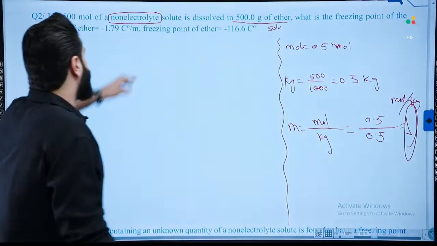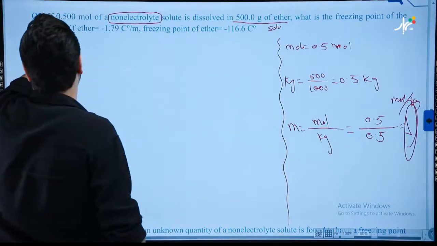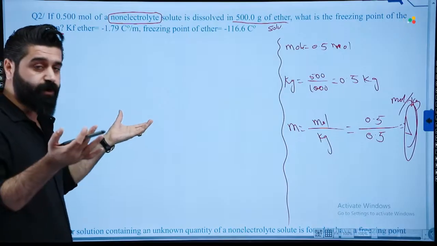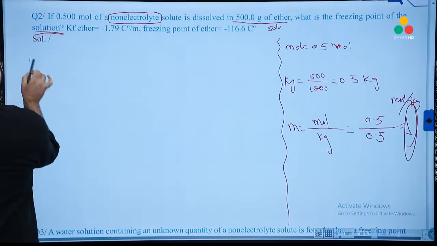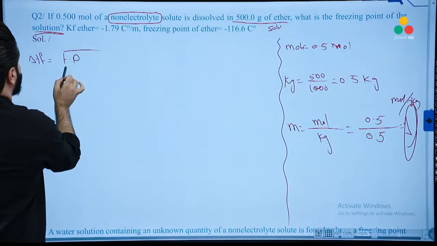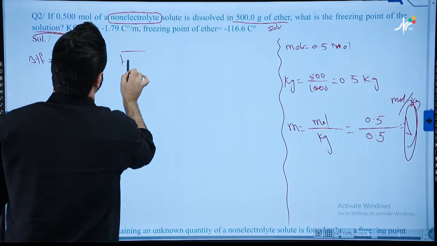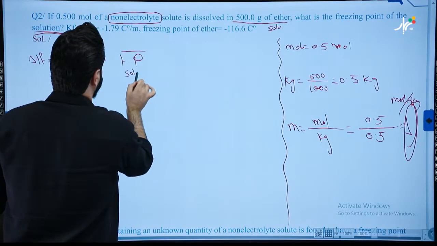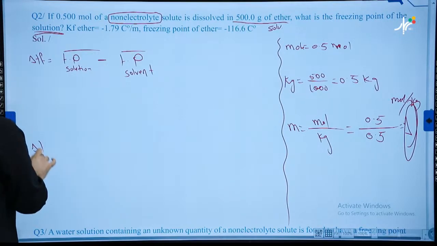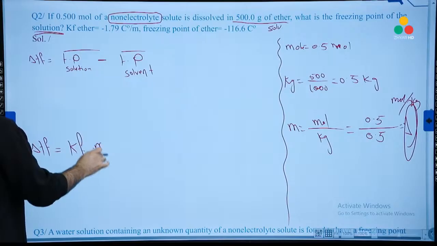So the question says, what is the freezing point of the solution? Let's write the formula that contains the freezing point of solution very easily. So delta TF equals the freezing point of solution minus the freezing point of the solvent. Good. And the other rule is delta TF equals KF times molality.